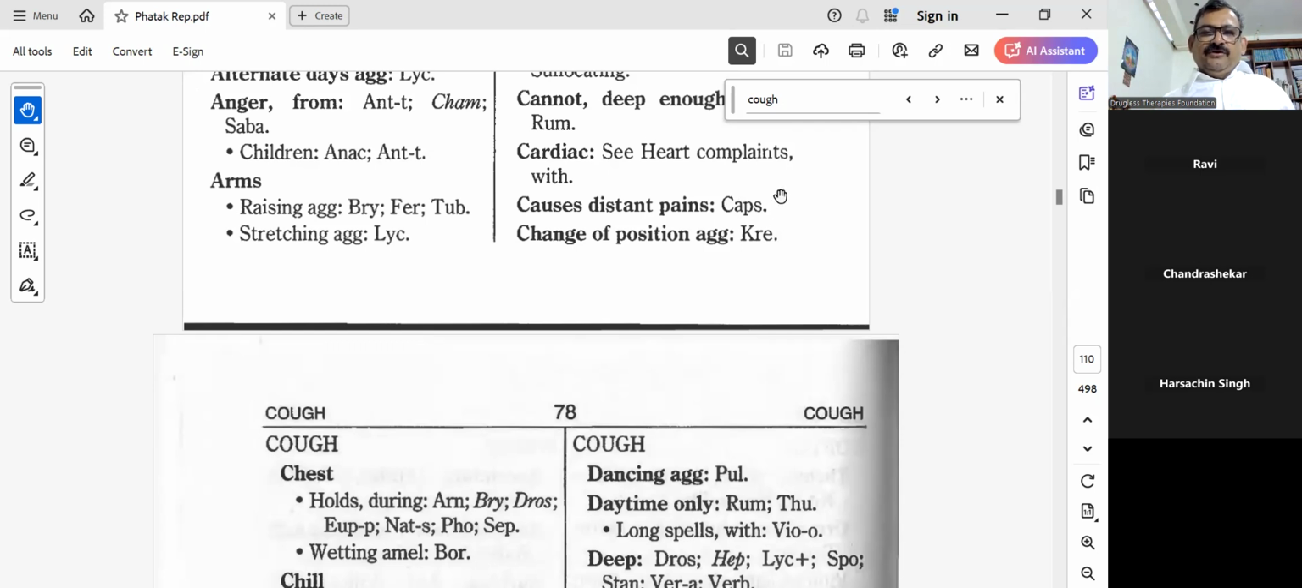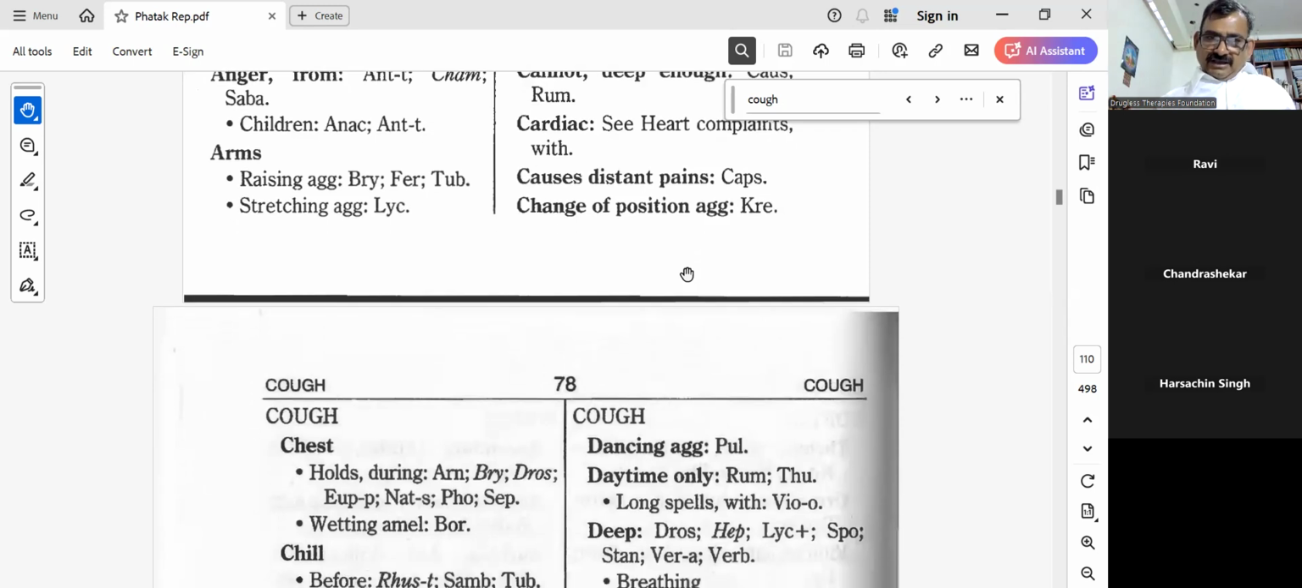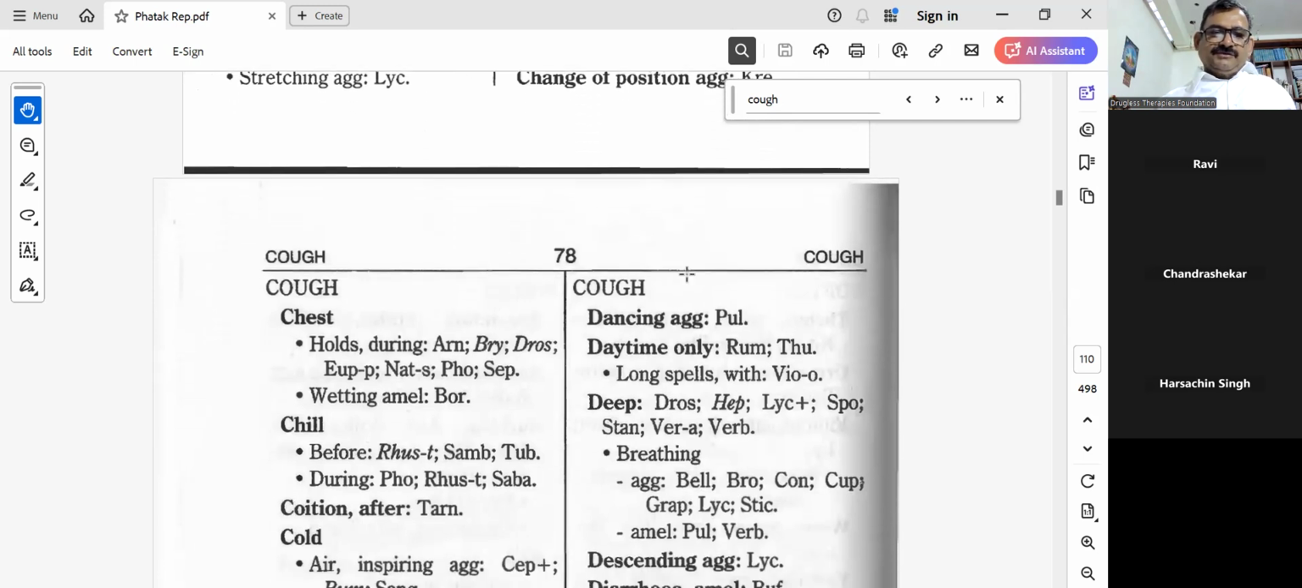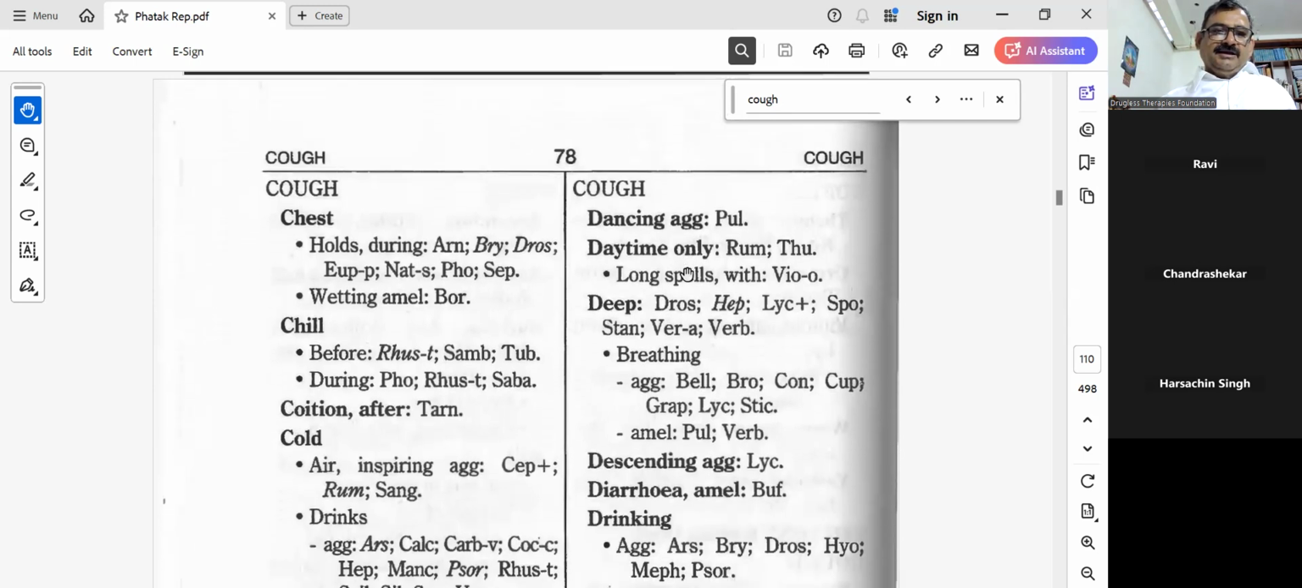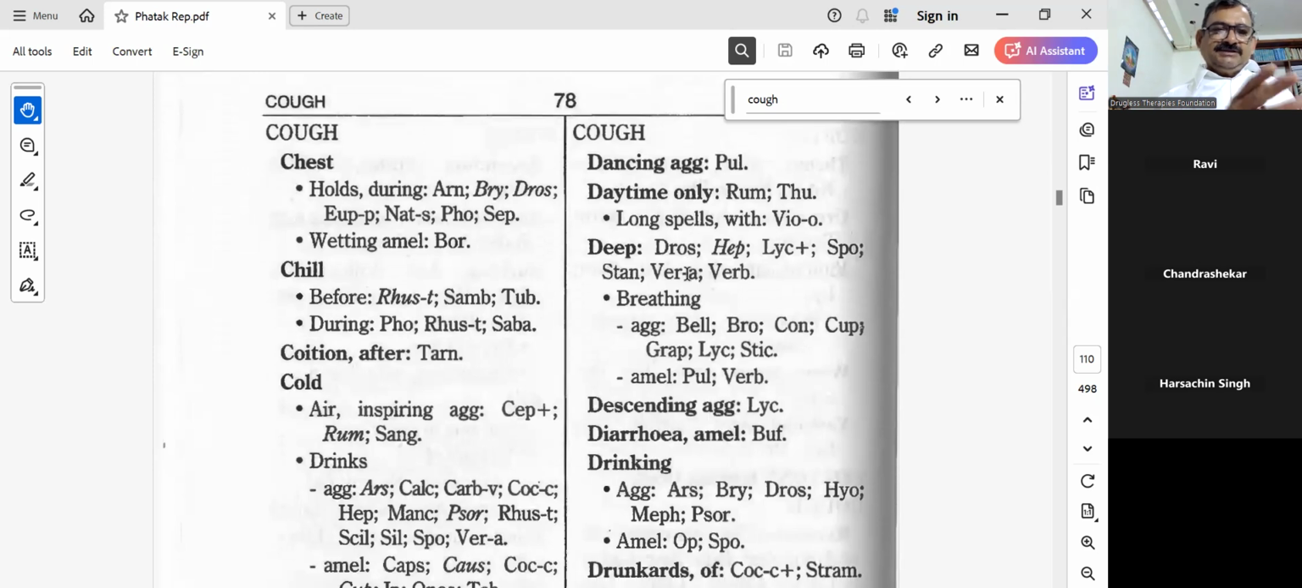That time you can go for capsicum. And change of position aggravation. From the changing of position, cough is more. That time you can give creosotum. And you see, fantastic thing. See, how we have to do is, where all we get a similar remedy.